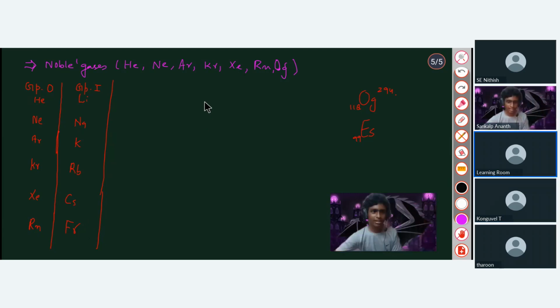93. That is Neptunium. Sir, was it found in Neptune? See, actually, some names of some elements have been named on the basis of the names of the planets. We have Neptunium, Plutonium.